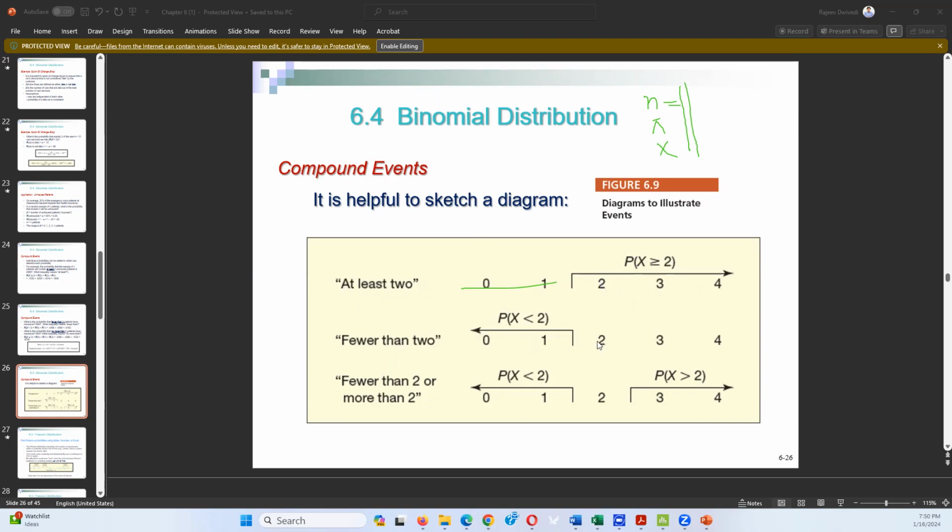Fewer than 2 means it is not asking 2. It is asking 0, 1. Fewer than 2 means not 2. Whatever is below 2 will be in the count. Fewer than 2 or more than 2: if it is asking more than 2, it is not asking 2. It is asking all values above 2, so more than 2 means 3, 4, 5. So please understand what the question is.